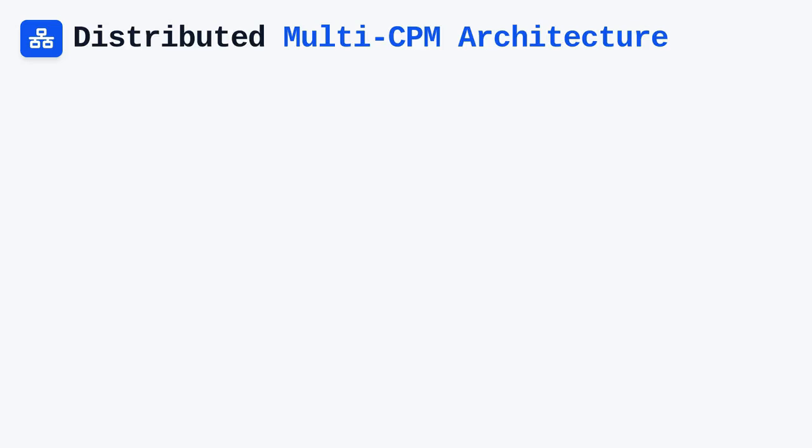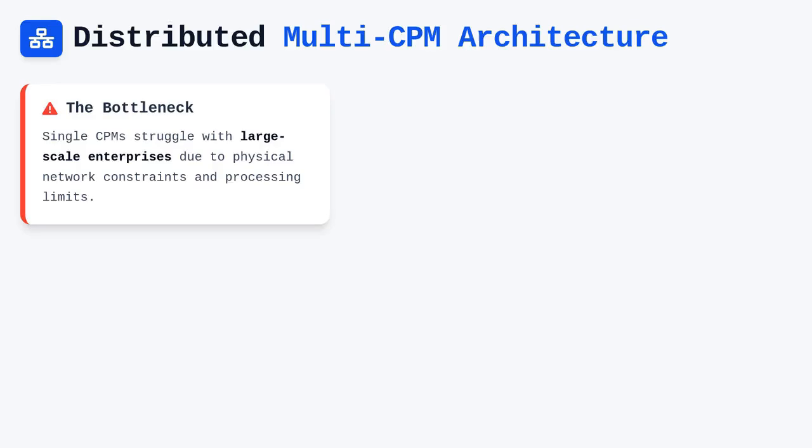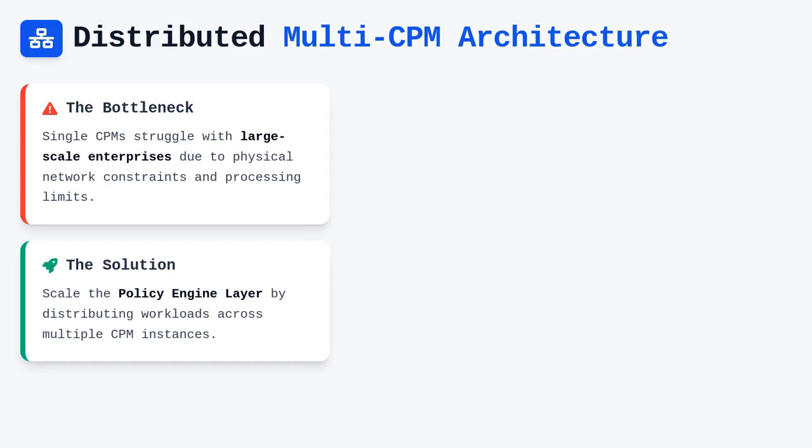When we discuss distributed multi-CPM architectures, we are essentially talking about how to scale the policy engine layer to accommodate the demands of a large-scale enterprise. A single central policy manager is often sufficient for smaller environments, but as the number of managed accounts, platforms, and target systems grows, we encounter performance bottlenecks and physical network constraints.